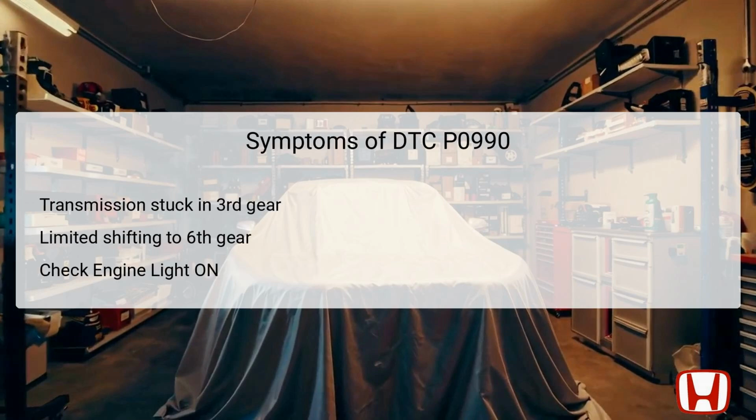When DTC P0990 is present, drivers may notice several distinct symptoms affecting vehicle performance. The most prominent symptom is that the transmission becomes stuck in 3rd gear, preventing any higher gear engagement. Due to this fail-safe mechanism, the vehicle will not shift to the 6th gear, which can significantly affect driving dynamics and efficiency. Another common symptom is the illumination of the check engine light on the dashboard, signaling to the driver that there is a concern that requires attention.